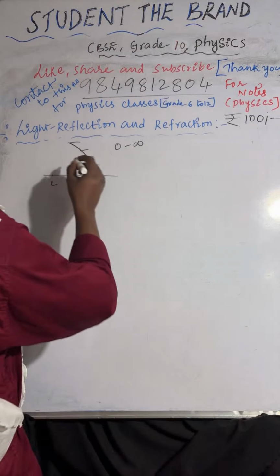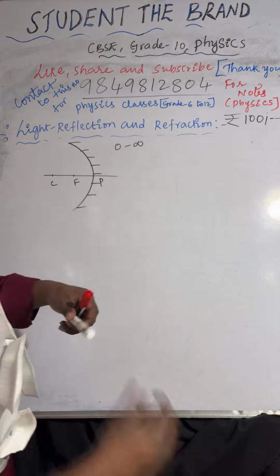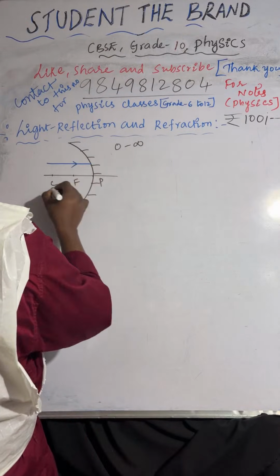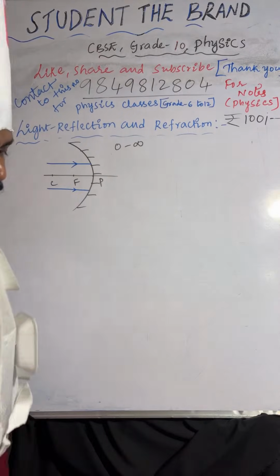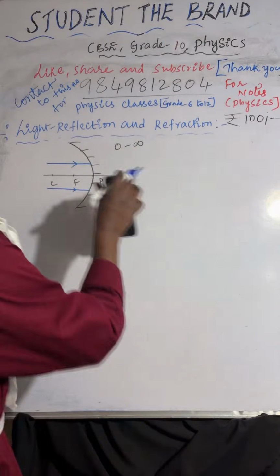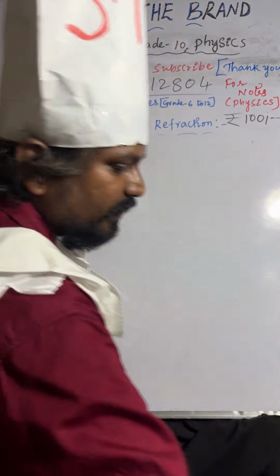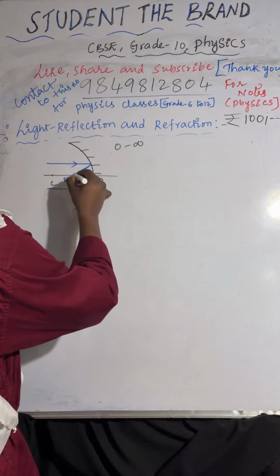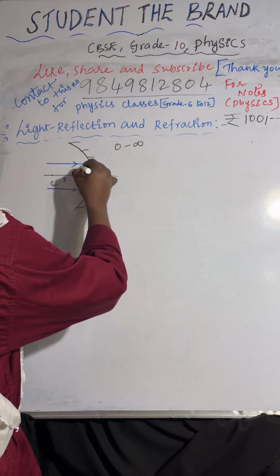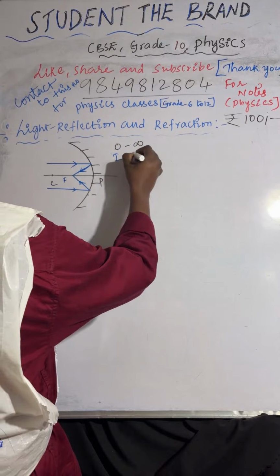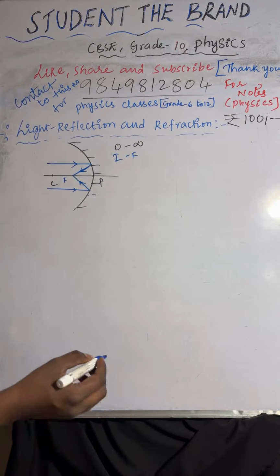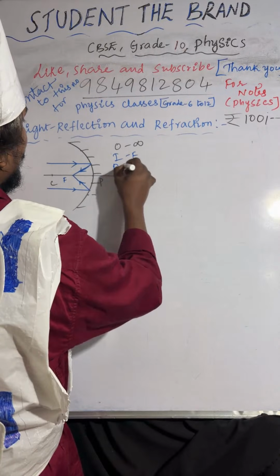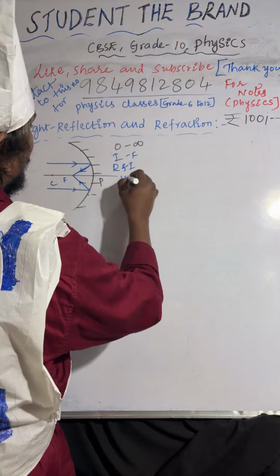Minimum 2. So I am taking one light ray here, parallel like this. Another light ray is like this. After reflection, those light rays are meeting at focus. So here you can see, like this and like this also. Object is at infinity, image is formed at focus. Nature of the image is real and inverted, and size of the image is highly diminished.